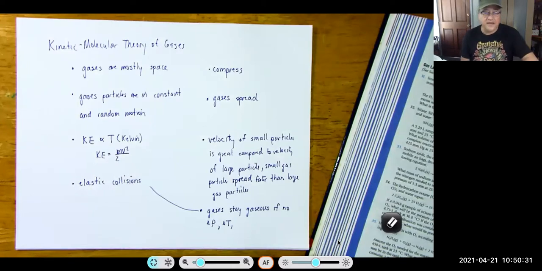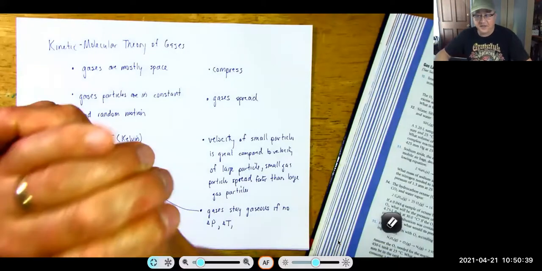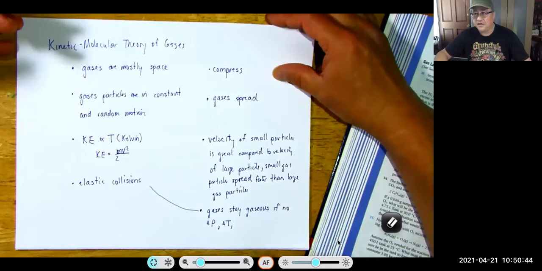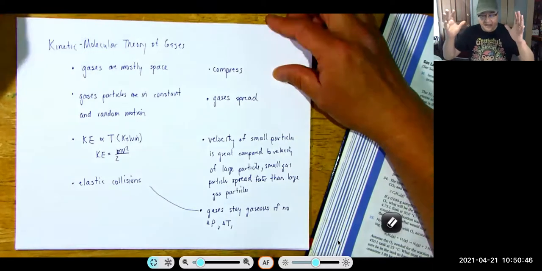Because what are two ways of making a gas not a gas? One is lower the temp. Because if you lower the temp, they lose kinetic energy and they start sticking together because they might be polar or something like that, right? Mm-hmm. Another way to make a gas not a gas is this way.